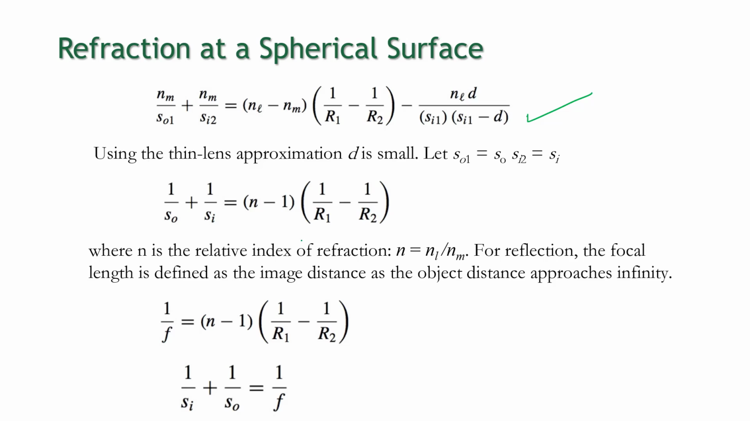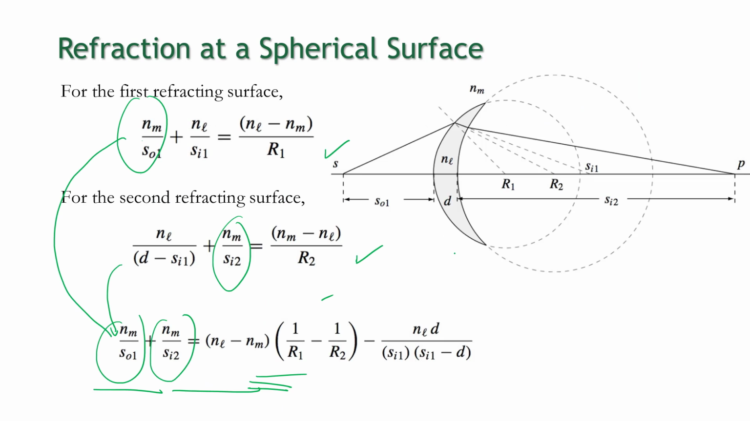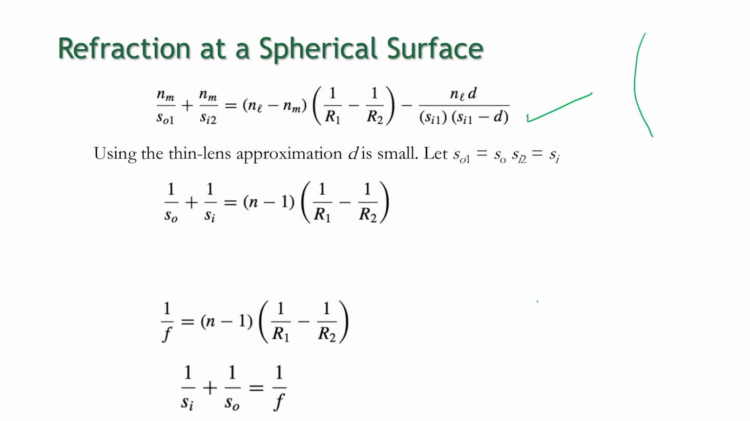I just repeated that, and then by using the small angle approximation or thin lens approximation, we can consider that this d is really small. In this picture, this d is really small. That's why we call it thin lens. So considering it's a thin lens, we can neglect this d. If we do that, then we get this equation.